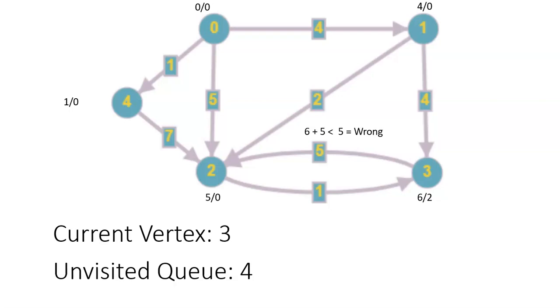For vertex 3, the only vertex that is adjacent to it is vertex 2. The distance is 6, and the weight of the edge is 5, which is equal to 11, which is not less than 5. So we then move on to the next on top of the queue. For vertex 4, the only vertex that is adjacent to it is vertex 2. We take the distance of 4, which is equal to 1, and the edge, which has a weight of 7, which equals 8. But that is not less than 5, so we don't do anything. And since there are no more adjacent vertices and the queue is empty, we are now done.